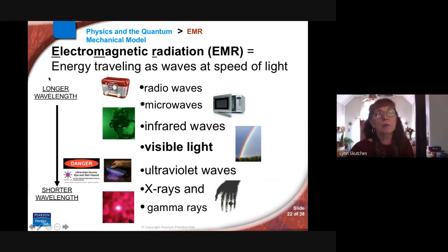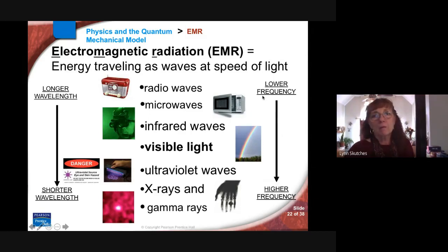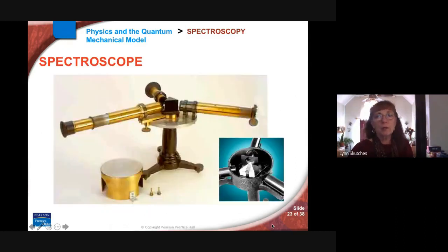So again, we're going from the longest wavelengths of radio to the shortest gamma, from the lowest frequency to the highest. Okay. Also, danger. High frequency means high energy, as we'll find out more next week.